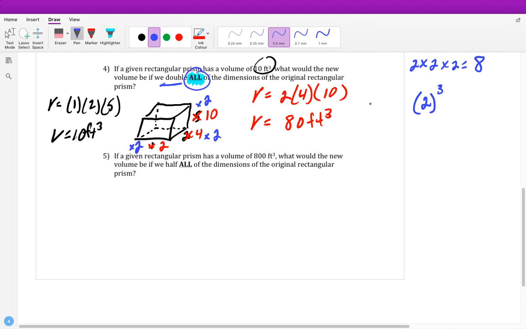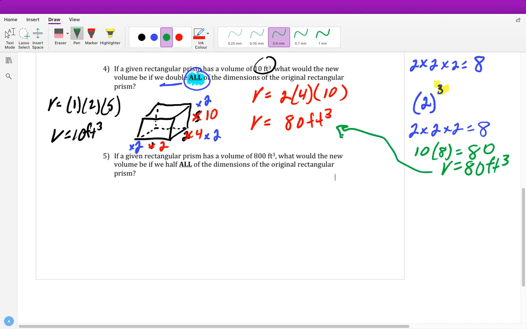And how many dimensions do we have? Well, we have 3 of them. And then we multiply that out, so this becomes 2 times 2 times 2, which is equal to 8. And now that is the number that we multiply our original volume with. So we could have done 10 times 8, which is equal to 80. So the new figure would have a volume of 80 feet cubed, which is exactly what we did when we redrew it.